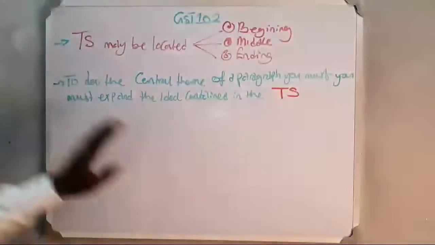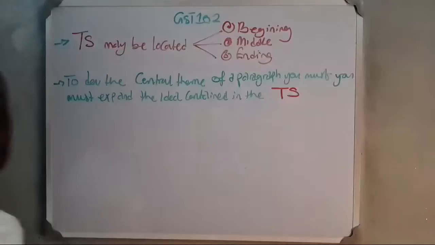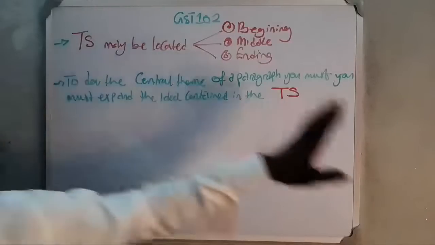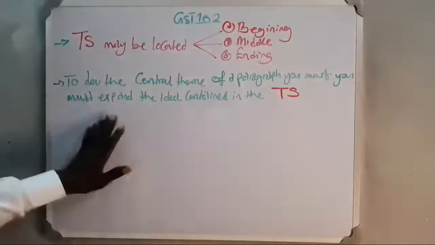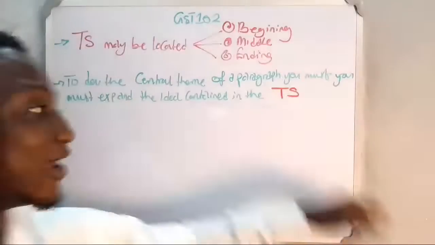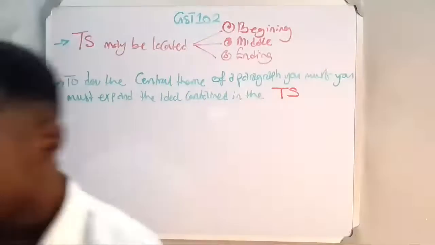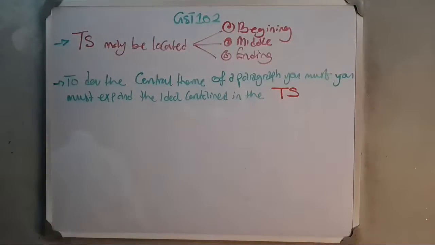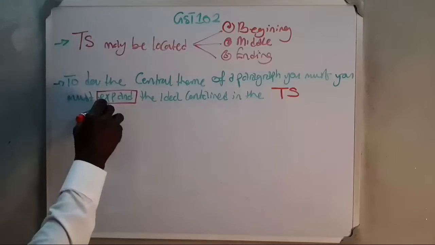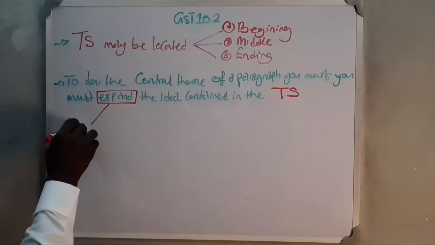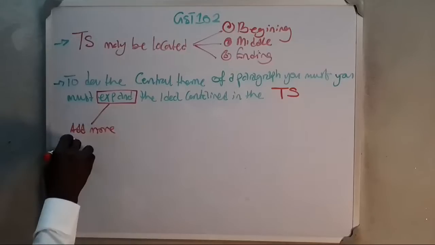So now for you to develop the central theme, when we say developing the central theme of the paragraph, it is simply talking about expanding the idea contained in the TS. Basically, that is how it works. Now this can be done by adding more information. So we have expand. Expand here can mean add more information.